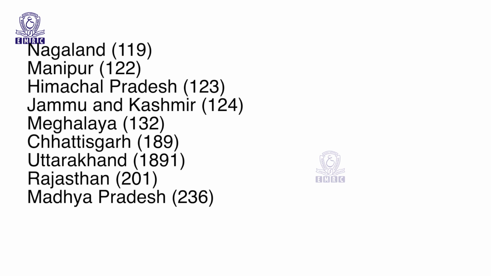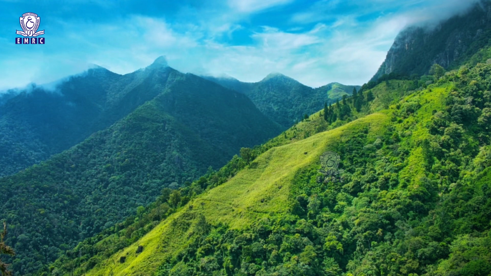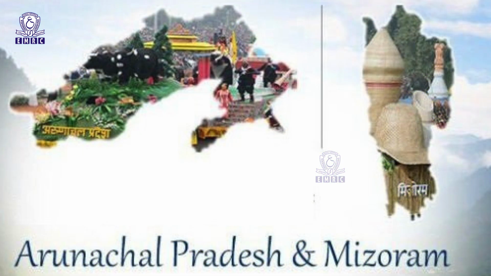Areas of low density. Areas having a population density of 101 to 250 persons per square kilometer are included in this class. These states are Nagaland, Manipur, Himachal Pradesh, Jammu and Kashmir, Meghalaya, Chhattisgarh, Uttarakhand, Rajasthan, and Madhya Pradesh. Meghalaya, Manipur and Nagaland are hilly, forested and dissected areas of northeast India. These areas suffer from almost the same problems as those of Arunachal Pradesh and Mizoram, although to a lesser extent.